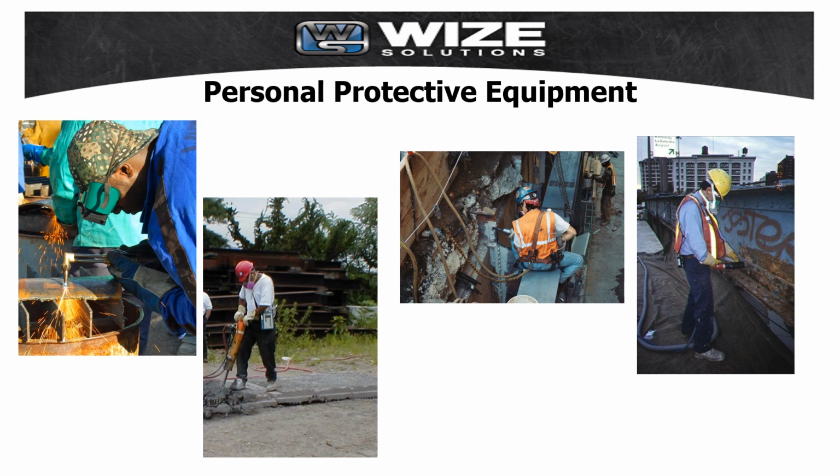OSHA requires employers to protect their employees from workplace hazards through the use of engineering or work practice controls. When these controls are not feasible or do not provide sufficient protection, the use of personal protective equipment, or PPE, is required.